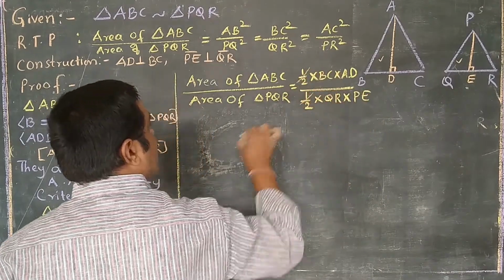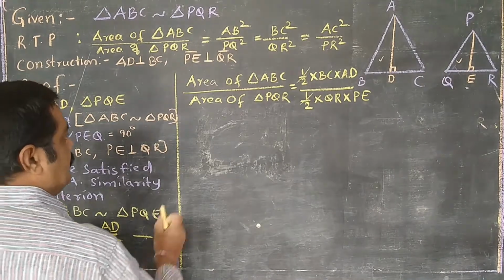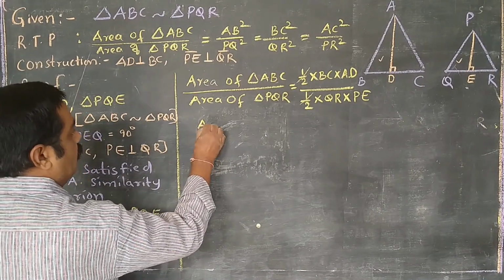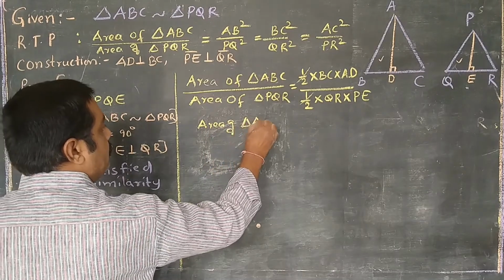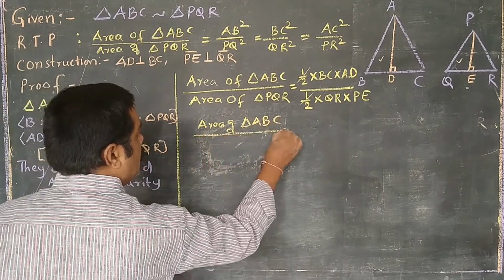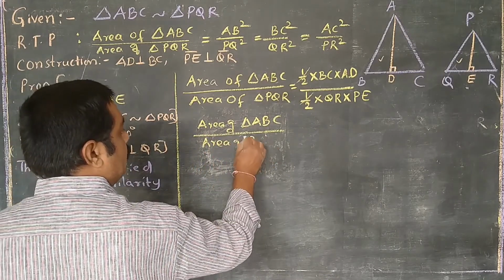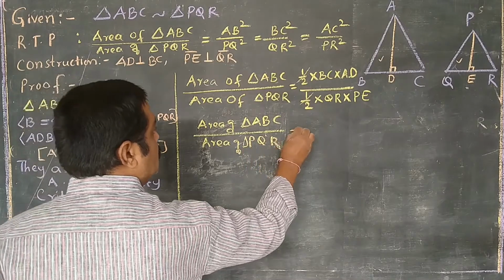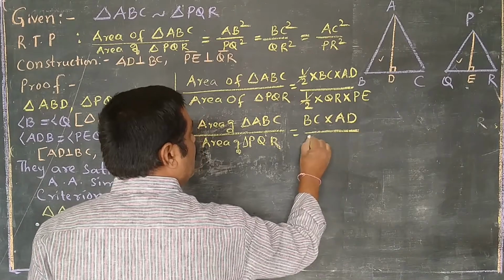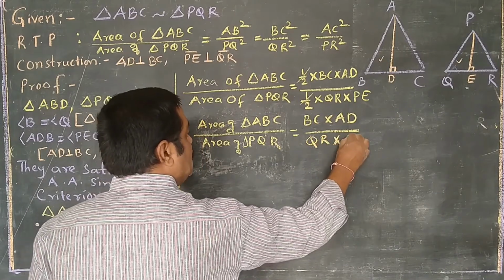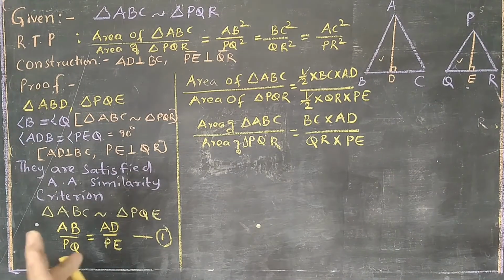So here half of cancel, half of cancel. Next, I got area of triangle ABC by area of triangle PQR is equal to BC into AD by QR into PE. Is it clear for all? Any confusion is there? No confusion.